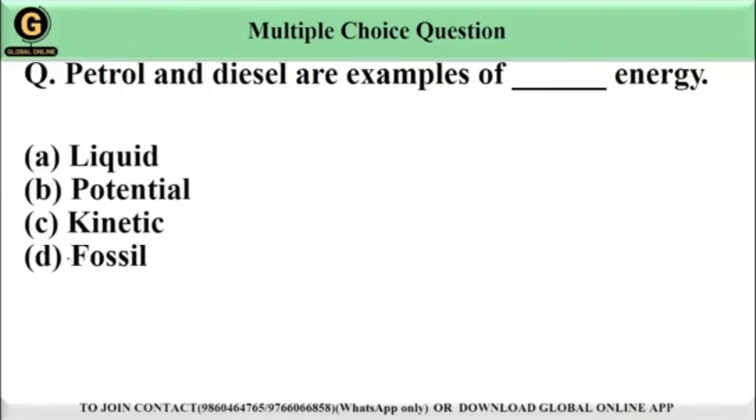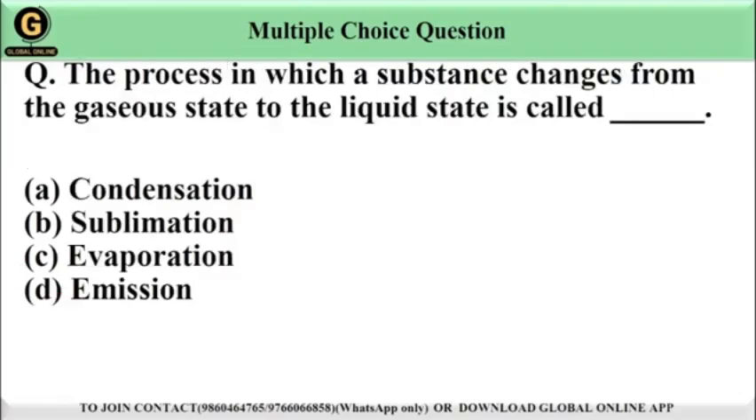So guys, petrol and diesel are examples of fossil fuels, which are derived from the remains of ancient plants and animals. These fuels store chemical energy which can be released through combustion to produce energy. They are not considered a liquid, potential, or kinetic energy form, although they are in liquid form and can be used to generate kinetic energy in engines. So the correct option for this question is option D, fossils. Let's move on to the next question.